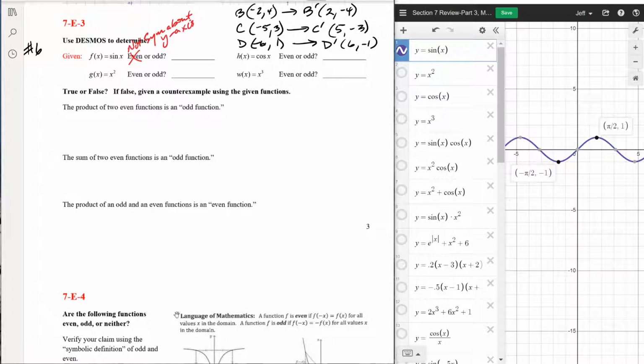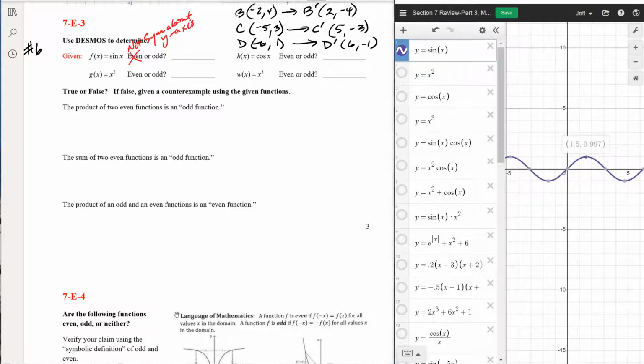Then you notice that (pi/2, 1), if you rotate it 180 degrees, goes to (-pi/2, -1). Notice the coordinates are the same but opposite in sign, and that right there is an indication that it's odd. So the sine function's odd. You have to remember that. Okie dokie. And let's check out the other ones.